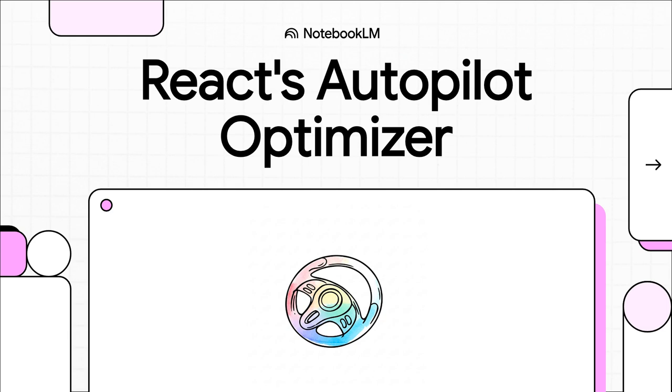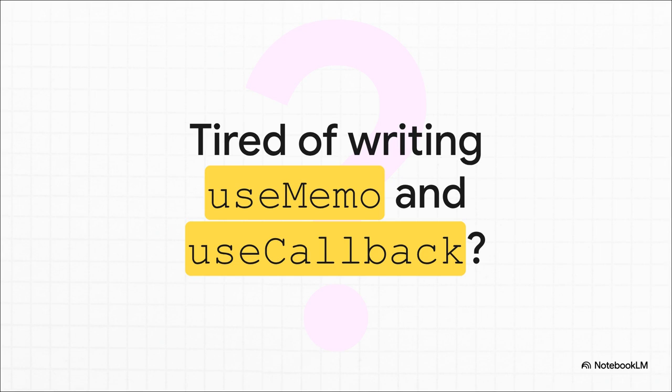And to kick things off, let's start with a question I think every single React dev has groaned about at some point. Yeah, I see you nodding along. If you write React, this question probably hits a little too close to home. How many hours, honestly, have we all spent meticulously wrapping functions in useCallback and values in useMemo? It's always felt like this necessary chore. But what if it just wasn't?